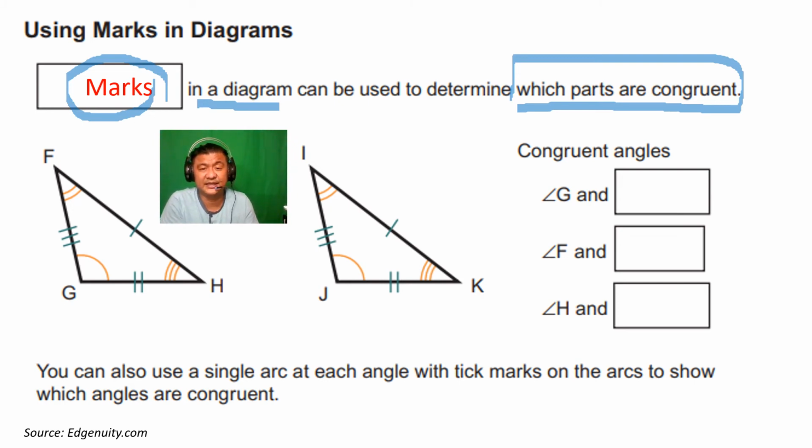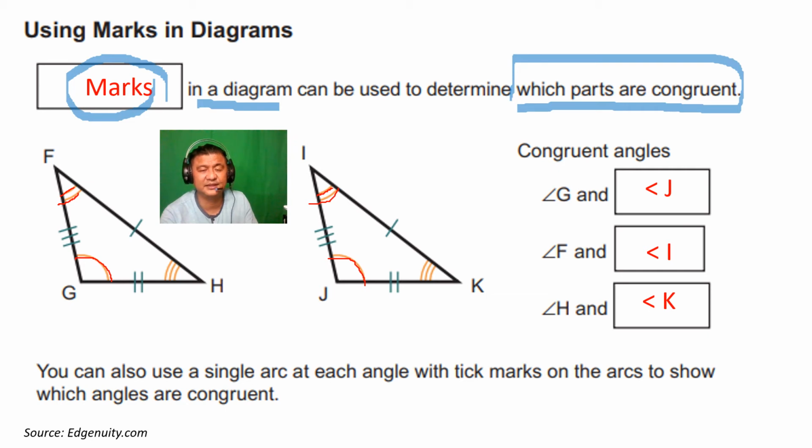Now let's focus on the angles. Angle G is this one. All right. Angle G, look at this. They used a single arc in red. Therefore, it corresponds to angle J, which is also a single arc. Now, for angle F, they use double arcs. So that corresponds with what? Angle I also uses a double arc, meaning these doubles would match, these singles would match, and therefore the last one, angle H corresponds to angle K.